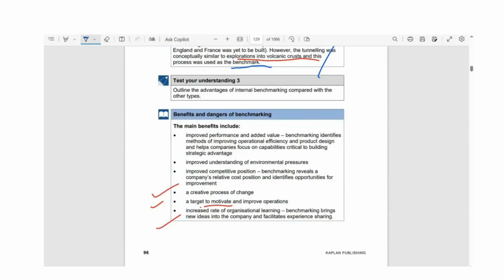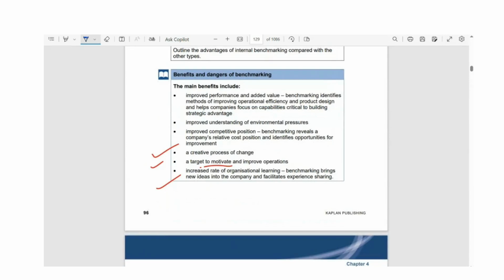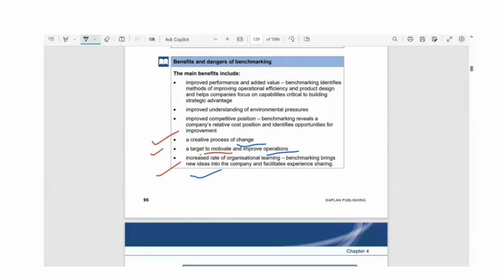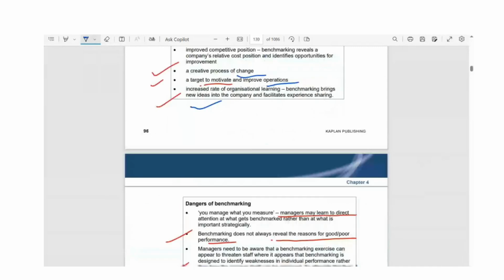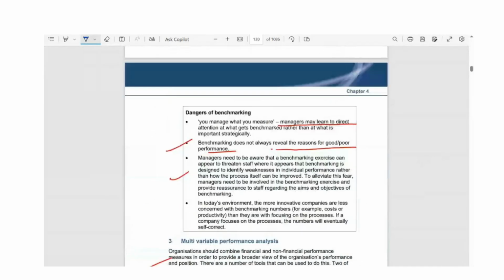Benefits and dangers of benchmarking. Benchmarking benefits a creative process of change, targets motives and improves operations, and increases the rate of organizational learning. Benchmarking brings new ideas into the company. But it is dangerous: managers may learn to direct attention at what gets benchmarked rather than what is important strategically.